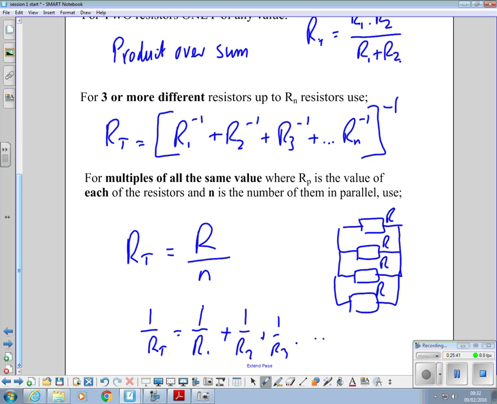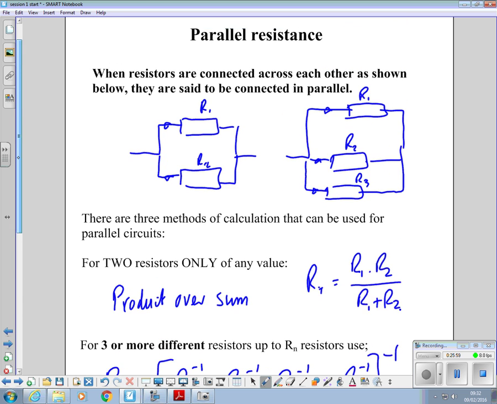And the one thing to remember, a little bit of a check, is the total is always less than the smallest resistor in the combination. So going back to our 3 resistor one here, if we had a 10 ohm, 100 ohm and 1000 ohm, we know the total is going to be less than 10. The total is always less than the smallest one. Parallel resistance combinations.